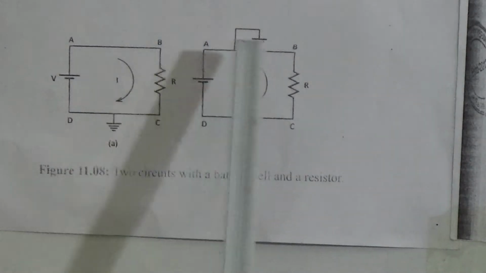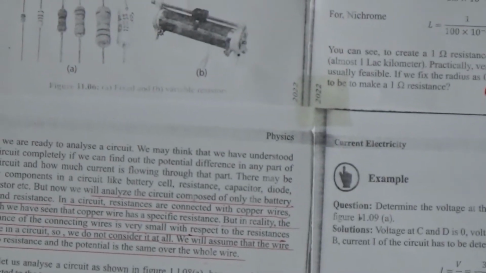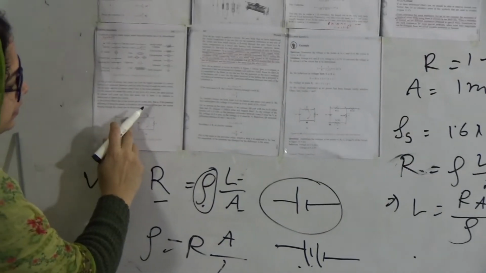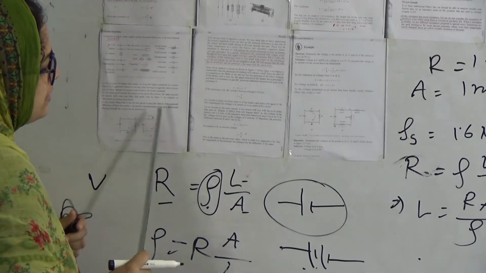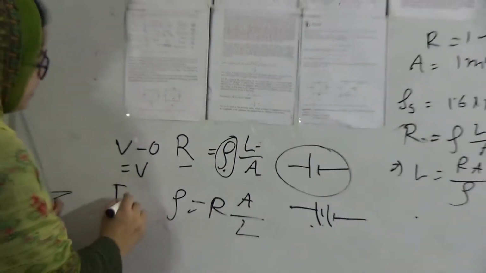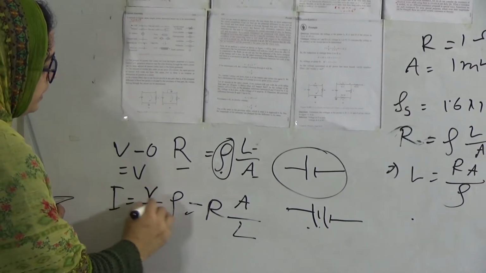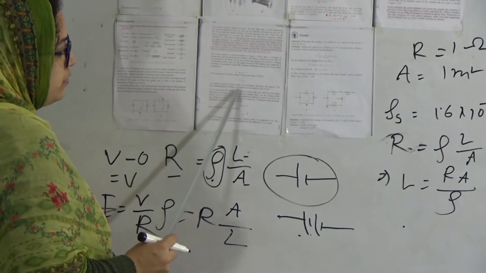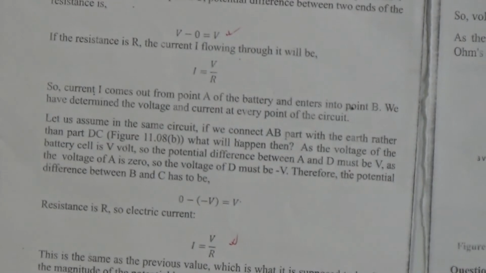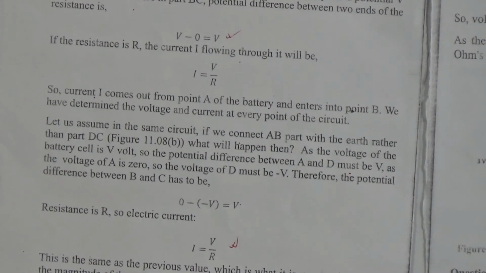The potential difference between the two ends of the resistance is V minus 0, equals V. And if the current I flows here, we can write from Ohm's law I equals V divided by R. So current I comes out from point A of the battery and enters into point B. So we have determined the voltage and current at every point of the circuit.